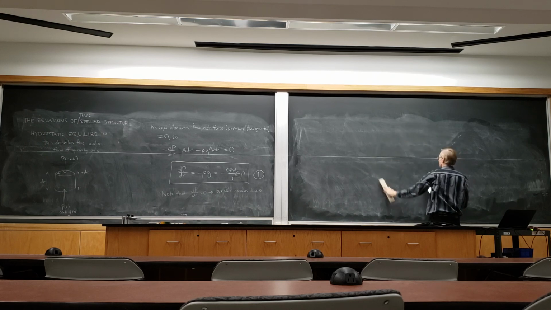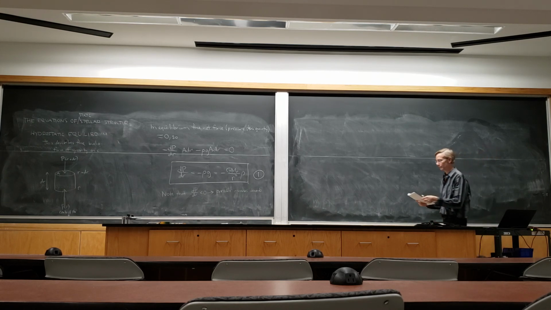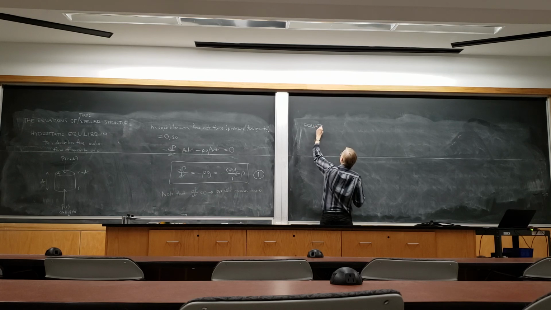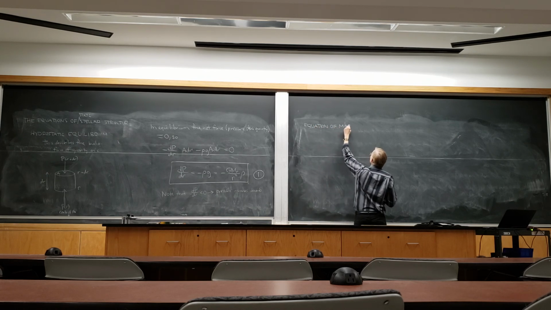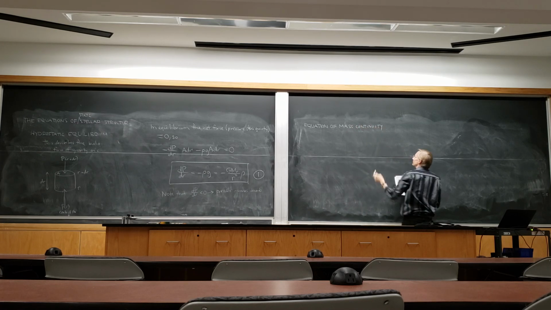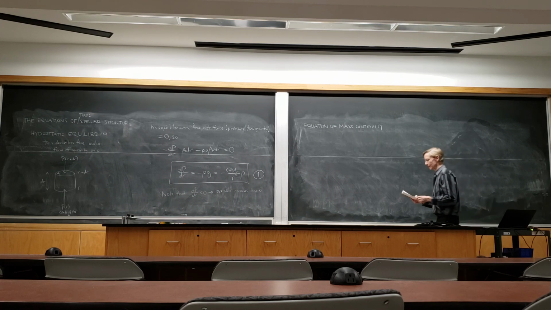Equation 2 is really easy to derive as well. Equation 2 is the equation of mass continuity. So while it might be obvious to us, you have to tell a computer this if you're going to make a stellar model.